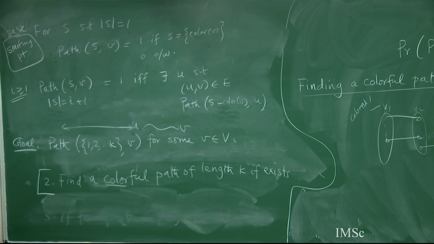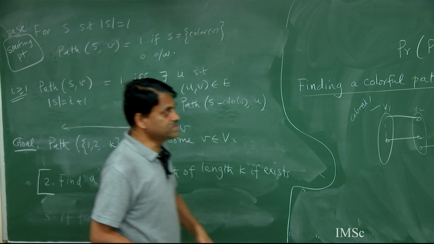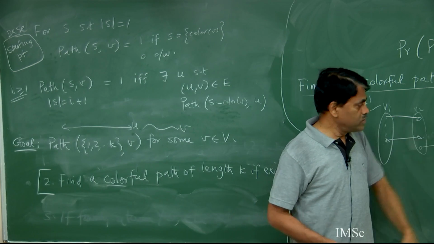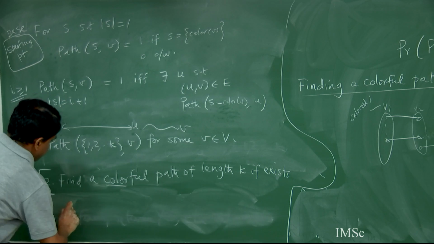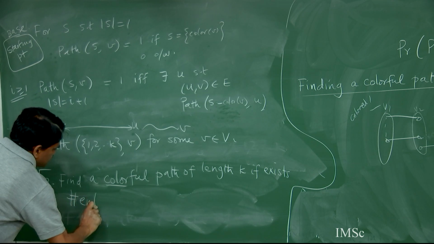So, how much time does it take? Well, as in the case of dynamic programming algorithms, there is a very simple way to compute how much time it takes. How many entries do we compute? n times k, 2 power k, right? S is some arbitrary subset of 1 to k. So, number of entries, and how much time for each entry, right?